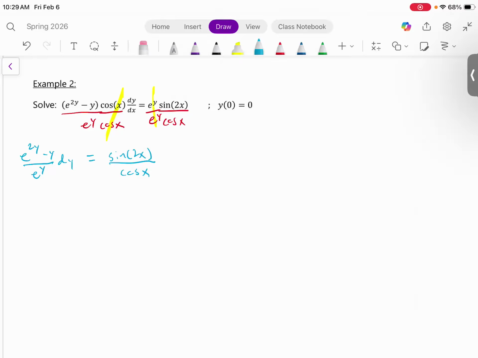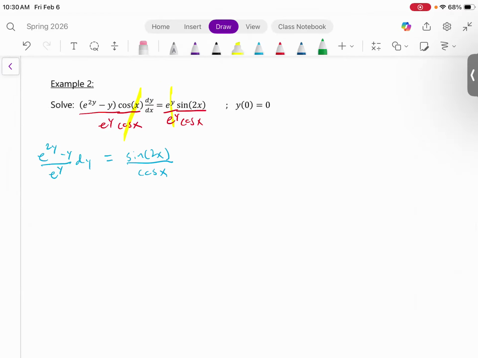I can't integrate yet. What we will need to do now is start using some algebra to simplify this down. So what I'm going to do is let's start taking the integral. Let's set up the integral so that we don't lose our way. But I want to start simplifying this down. So what I'll do here is separate out e to the 2y. I want to separate out this numerator with that e to the y denominator.